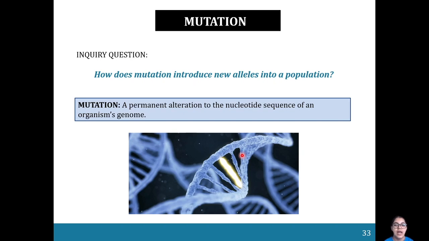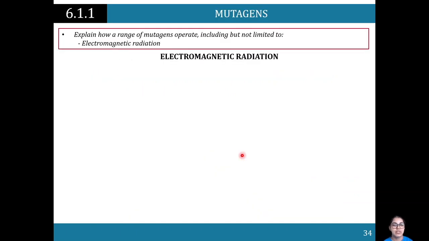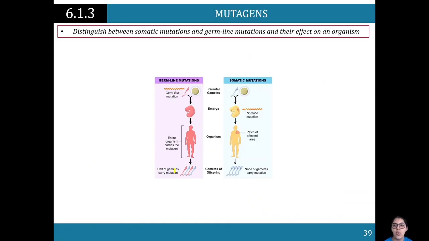So here we are. Inquiry question is, how does mutation introduce new alleles into a population? Remember, a mutation, firstly, is a permanent alteration to the nucleotide sequence of an organism's genome. This is where natural circumstances or their own system leads to the alteration of someone's own nucleotide sequences, which then changes the proteins that they are able to make. And now let us talk about somatic versus germline mutations.